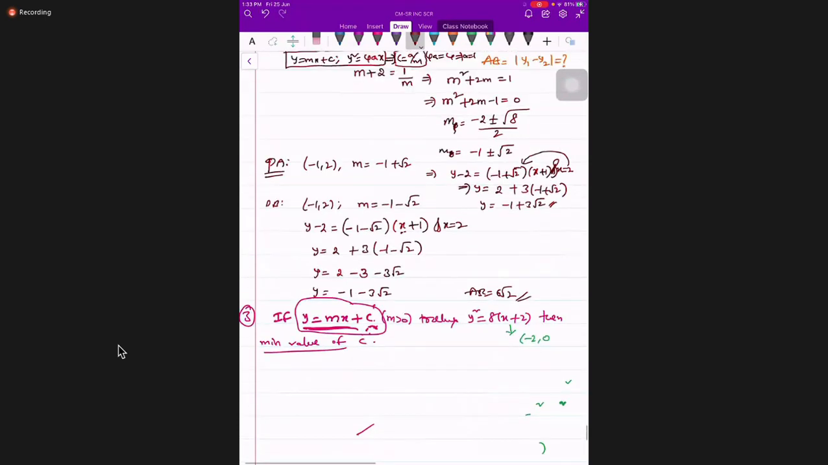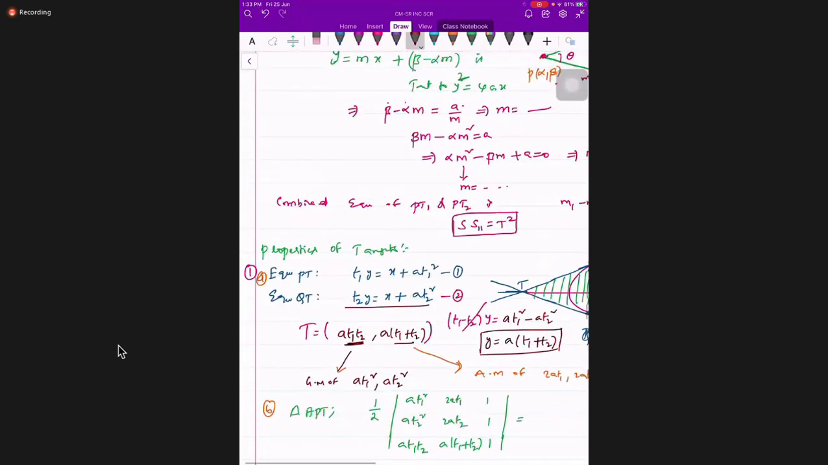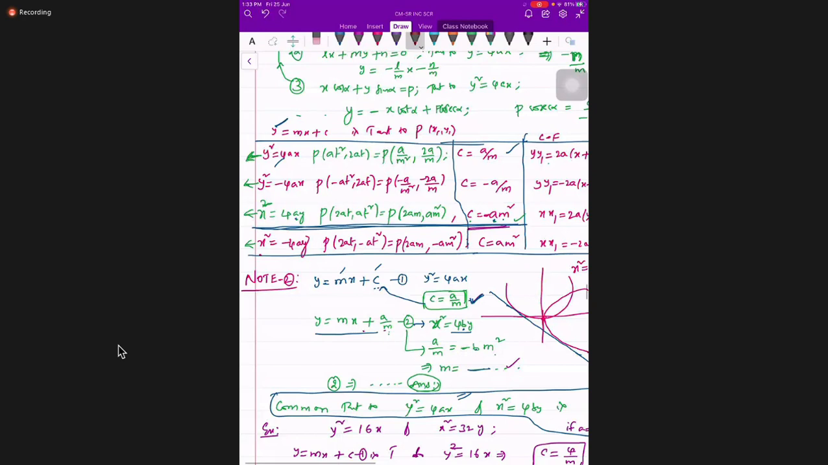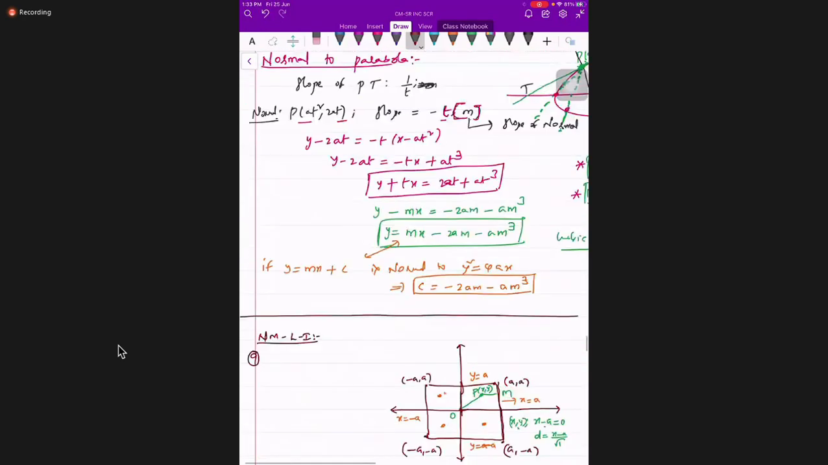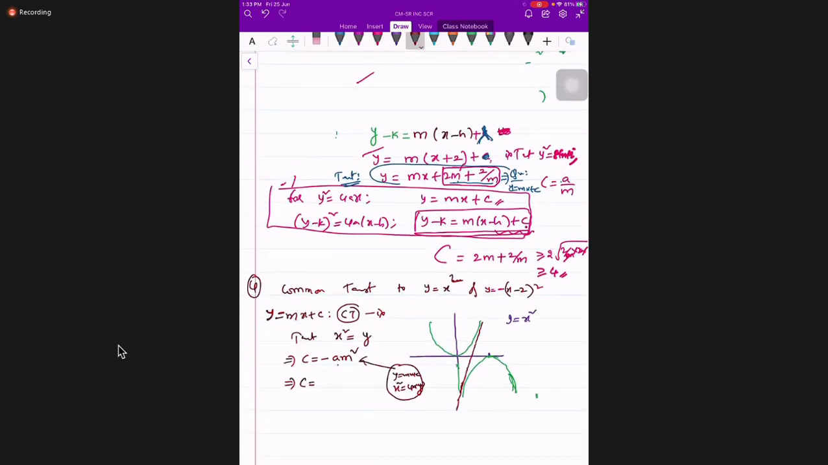Yesterday you prepared the table, correct? Check it. C equal to minus am square or not? Third condition. That only I am using. So C equal to minus am square. Instead of a, we have 4a is 1, so a is 1 by 4, right? So c is minus 1 by 4 m square. Is it fine, students?